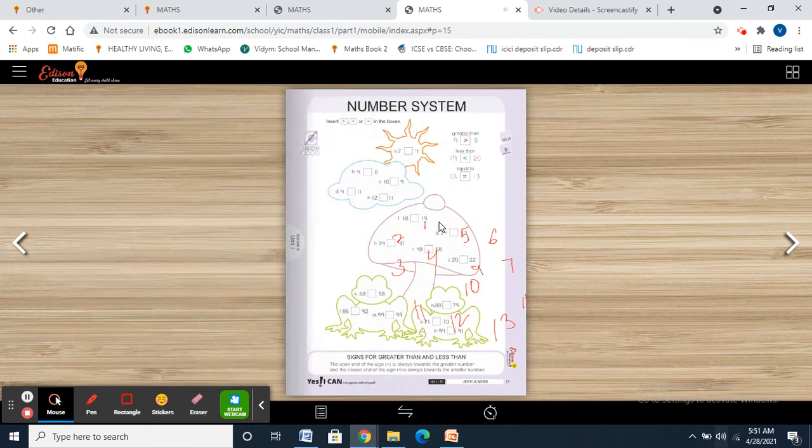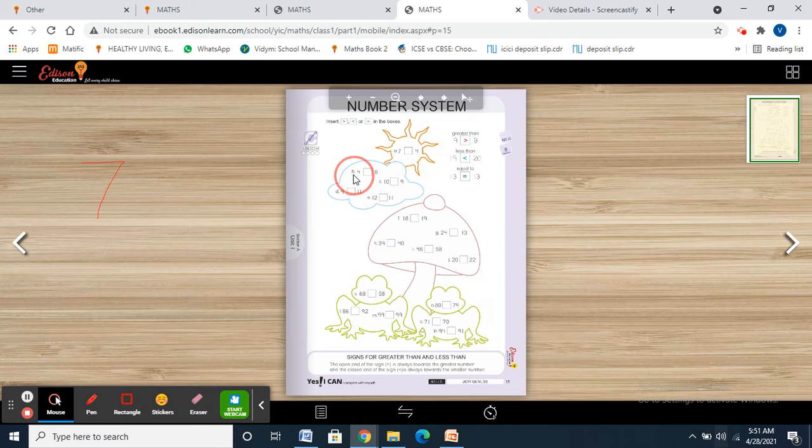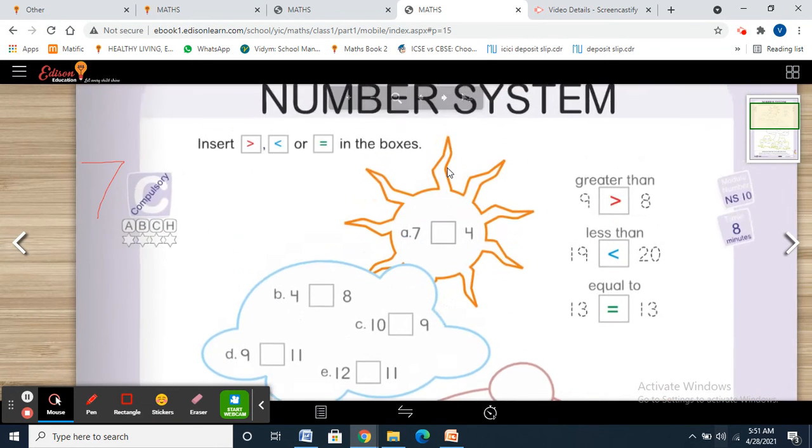Now we are going to do page number 15. So now you know at which number you're going to put the greater than sign. Greater than when the crocodile mouth is open towards the bigger number. Okay, let's start with our work. Everyone, please take out your pencils. Don't keep your pencils down.